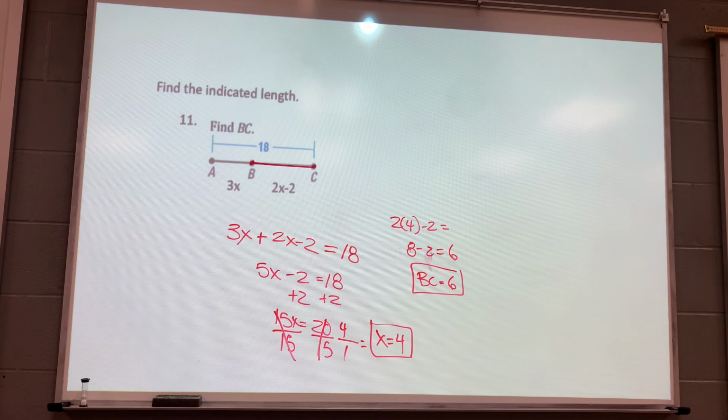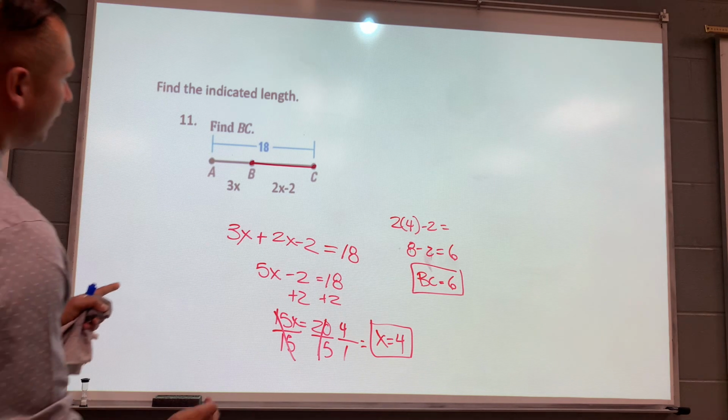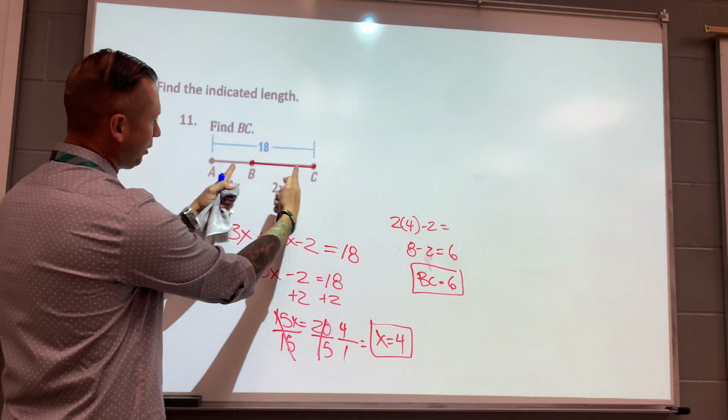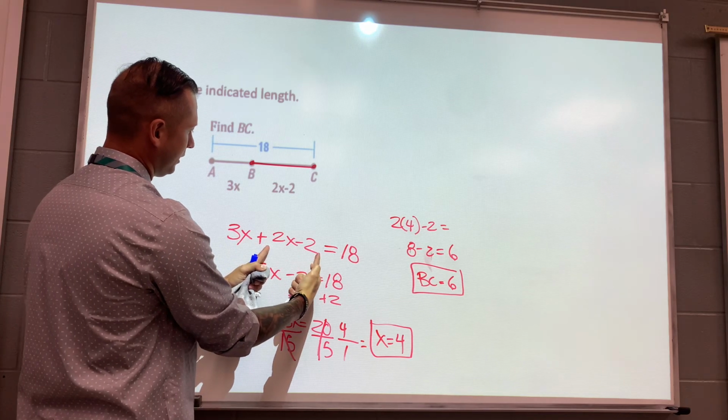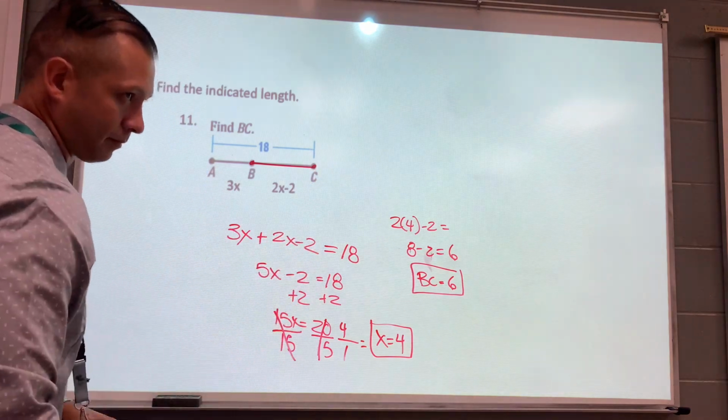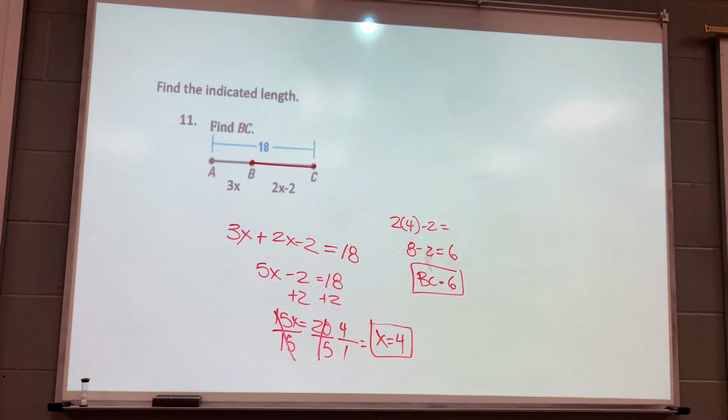This one's not bad. But you're going to see this. This piece plus this piece equals the whole thing. Classic postulate stuff.